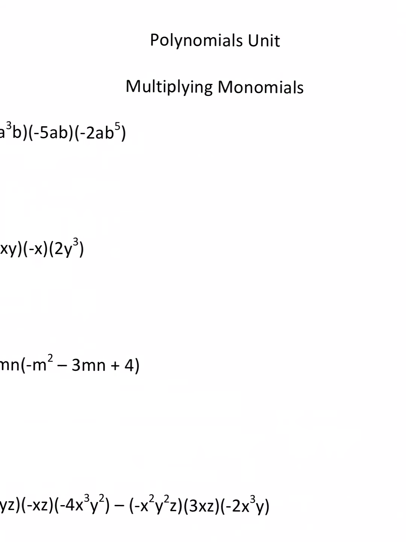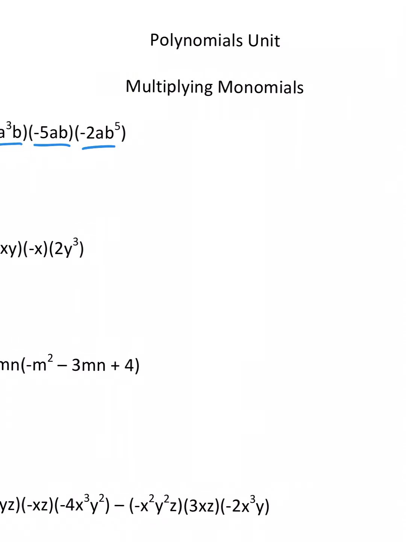Hi guys. So the other day we worked on starting these notes on multiplying monomials. I'm going to review what we already did and then continue on here. Okay, so the first example, we were multiplying the three monomials that you see there, 8a cubed b times negative 5ab times negative 2ab to the fifth.